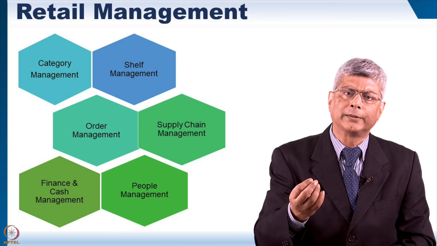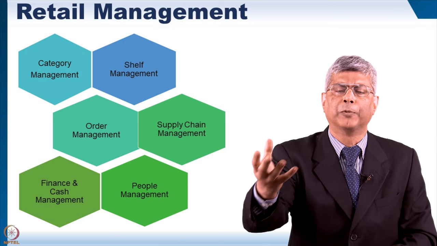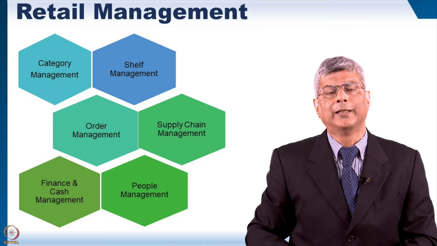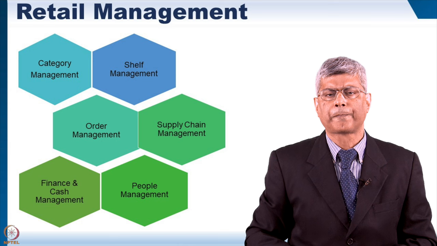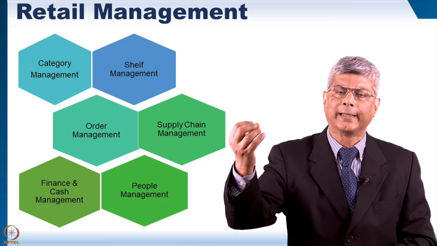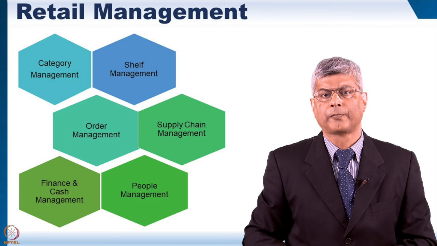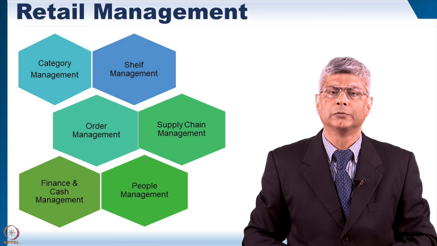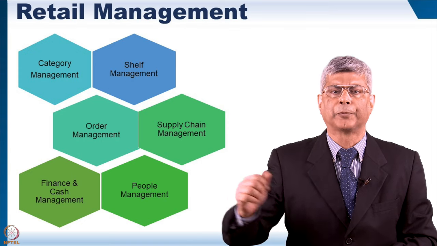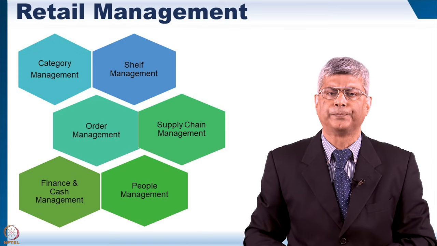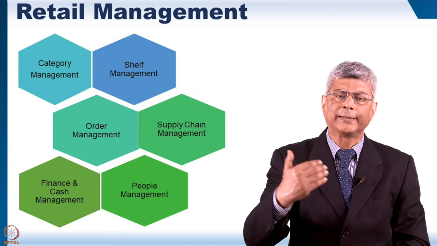It essentially means that the retailer, whether it's a small store or a big store in a big mall or an online retailer, has to first of all decide what categories to sell. Should I sell electronics or soaps? Should I sell cars or scooters? Should I sell food or should I sell creams and lotions and beauty care products? So that's category. Which category should I sell? That's called category management.